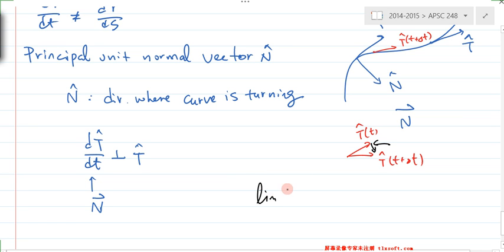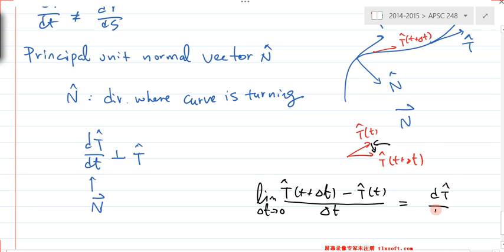If I do a limit, t hat at t plus delta t minus this guy here, that's this vector. If I take a derivative now, if I take a limit now, letting delta t equal to 0, according to the definition, what's this one? That's actually the derivative of this t hat. Derivative of t hat. So if you look at the illustration here, where is the direction of this small segment vector here? It's pointing to the direction where the curve is turning.